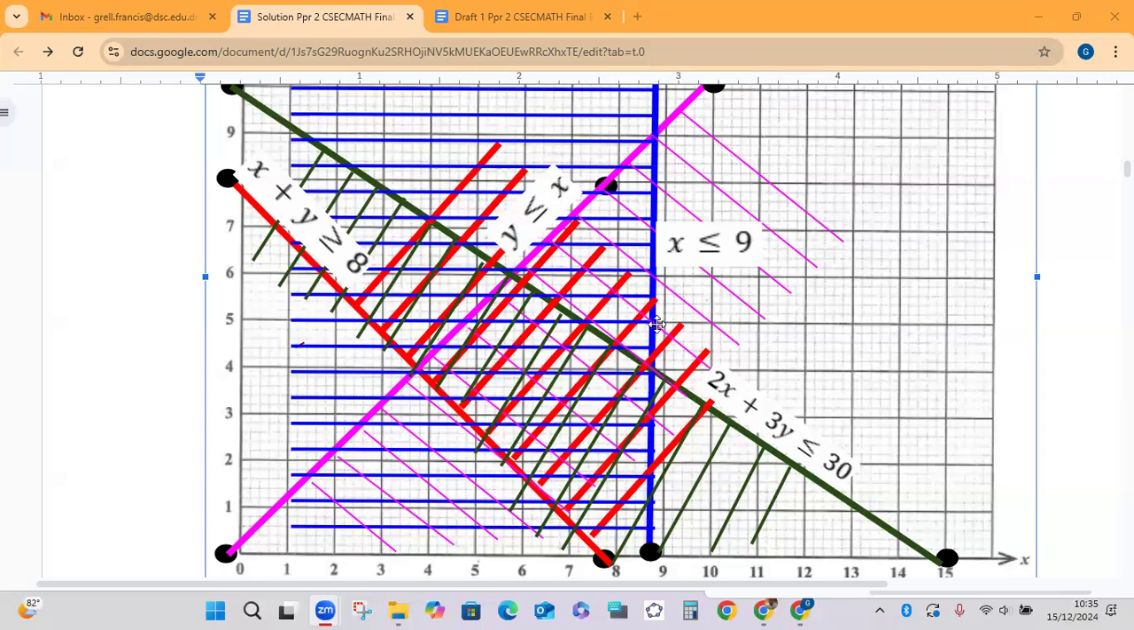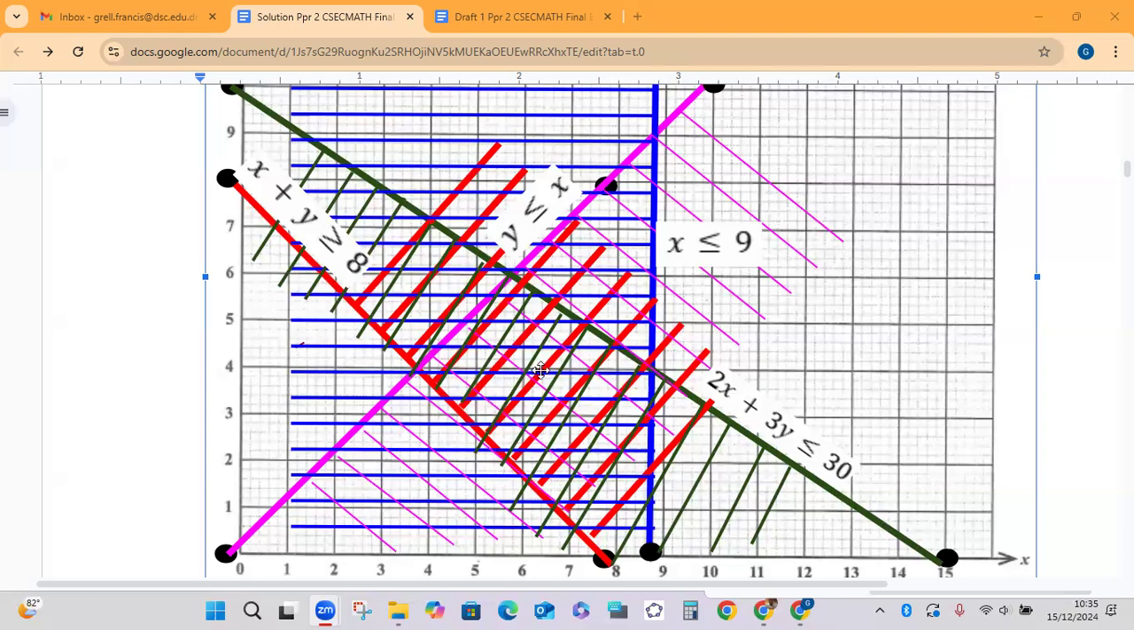This is the blue line, x is less than or equal to 9. The blue line is x equals 9. The x values less than 9 are on the left: 0, 1, 2, 3, 4, 5, 6, 7, 8. So that's why we shade towards the left in blue here. And this line is the line 2x plus 3y equals 30. Now we're supposed to shade 2x plus 3y less than or equal to 30. Less than or equal to 30 is downwards. So that's why you have the green lines going downwards.